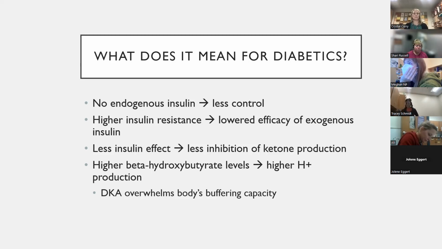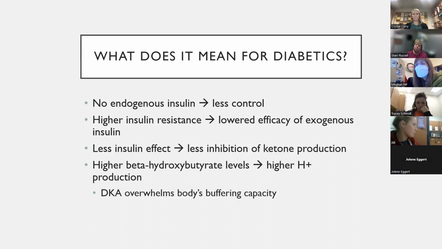Patients with diabetes also can have higher insulin resistance, particularly if they already have ketones around or they're recently out of DKA. And this means that their exogenous insulin might be less effective if they have higher insulin resistance. If you have less of an insulin effect, then you have less inhibition of ketone production.